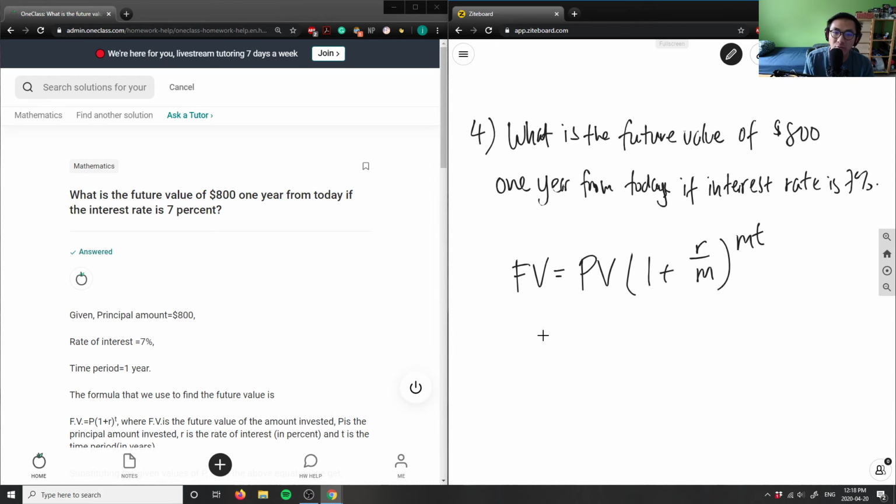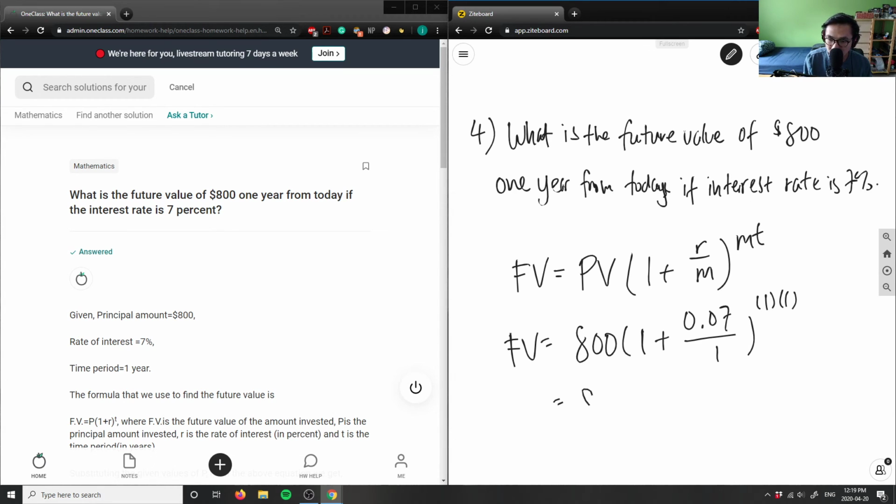So let's solve for this problem. FV is future value, so we're solving for future value. Our present value is 800, right? $800 is what we have now. And we have 1 plus the rate, in this case 7%. We have to convert that to a decimal, so 7% is 0.07, divided by M, which is the number of periods based on compounding frequency, right? In this case, I'm assuming it's an annual interest rate of 7%, so there's only one compounding period. So it's only divided by 1, times M, which is also 1, times time, which is also 1, right? It's only 1 year from today.